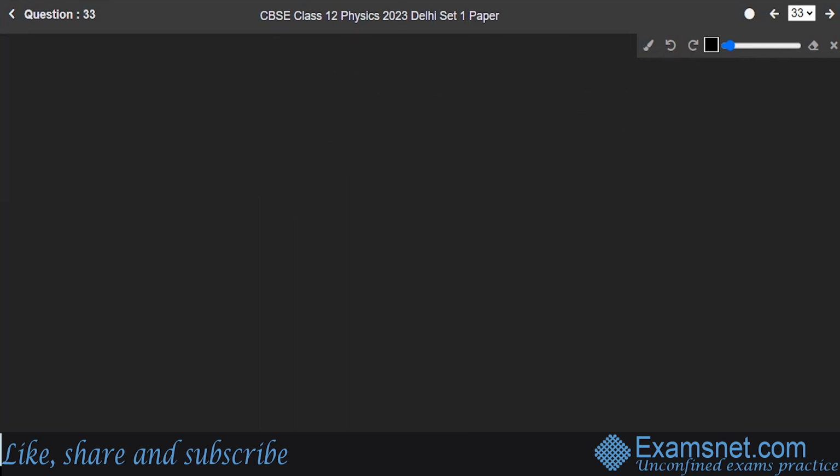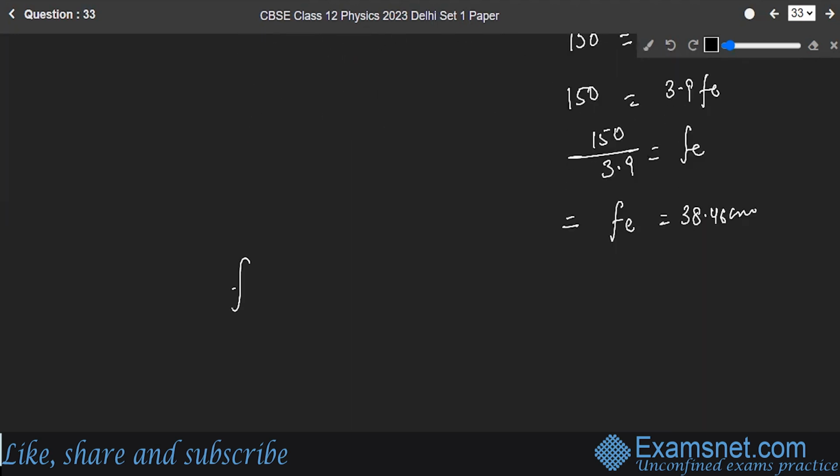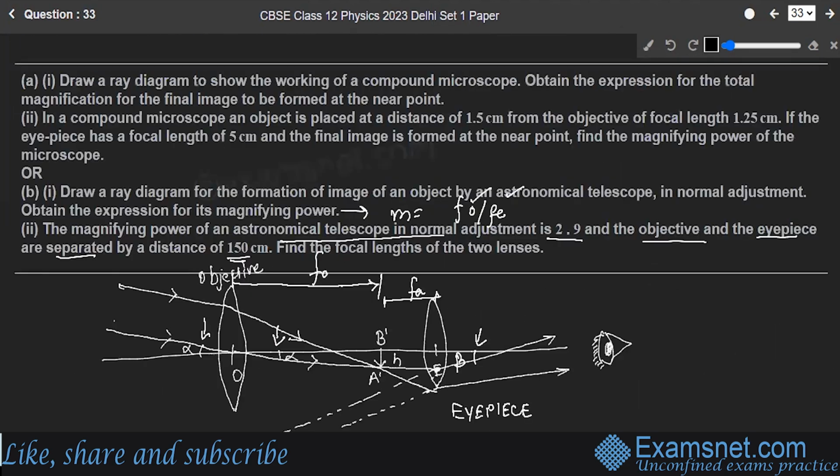So on solving this, you will get the value of fe as 38.46 centimeters. And you have to find out f naught. f naught is equal to 2.9 into 38.46. That is equal to 111.54 centimeters. So this is the answer to the question. 111.54 centimeters. Hope you're clear with this.